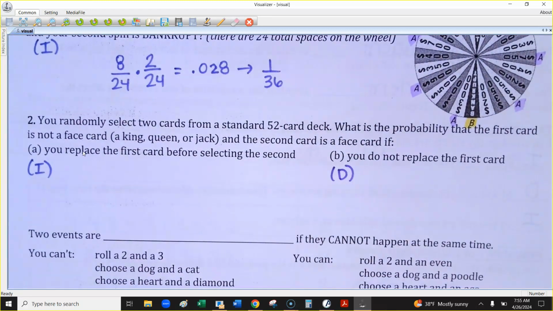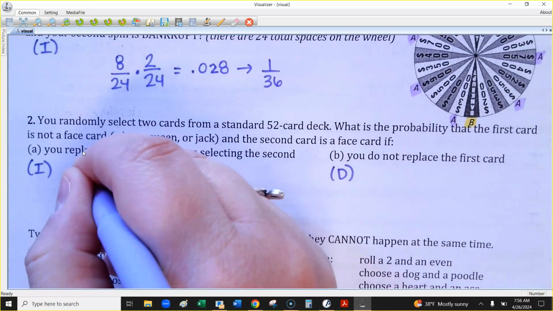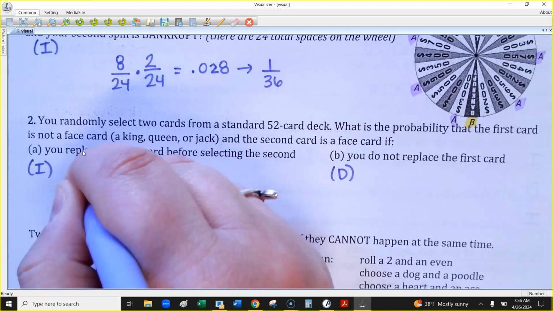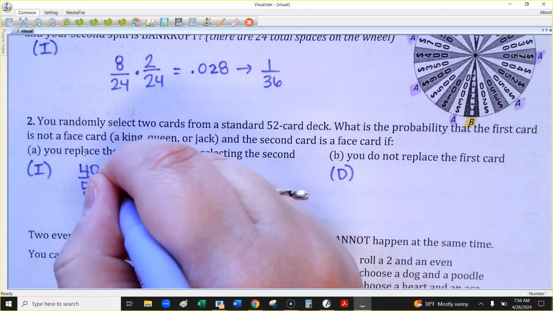All right, so does anybody know how many number cards there are in a deck of cards, including aces? 40, yeah. So you've got ace, 2, 3, up to 9 in 4 suits. There are 10 in each suit, so it would be 40. Okay, does anybody know how many face cards are in a deck of cards? So king, queen, and jack. 12, because you have 3 and you have 4 suits. So this would be 12.